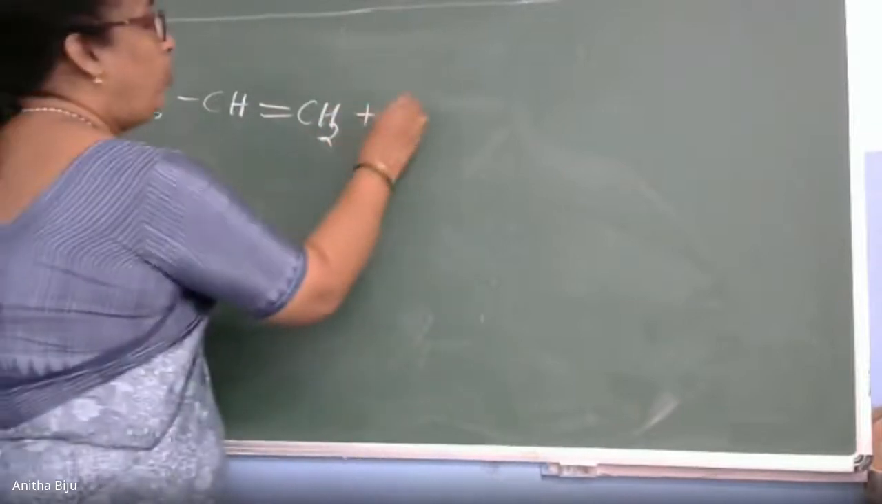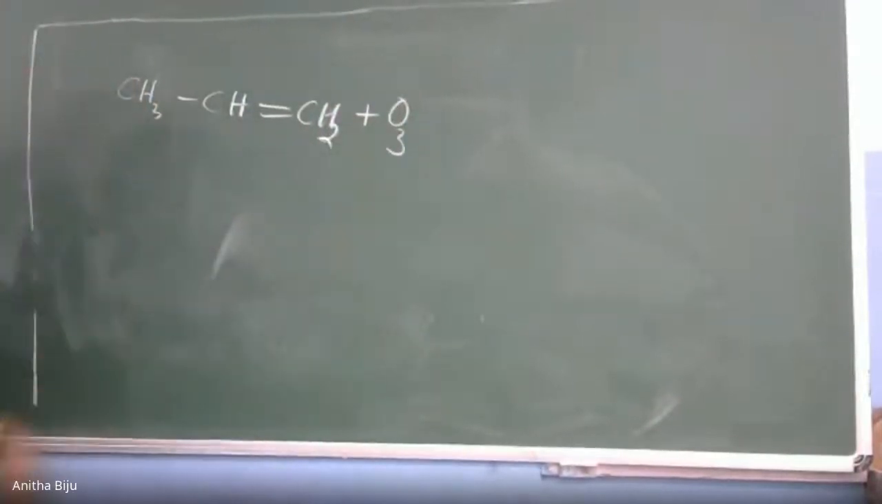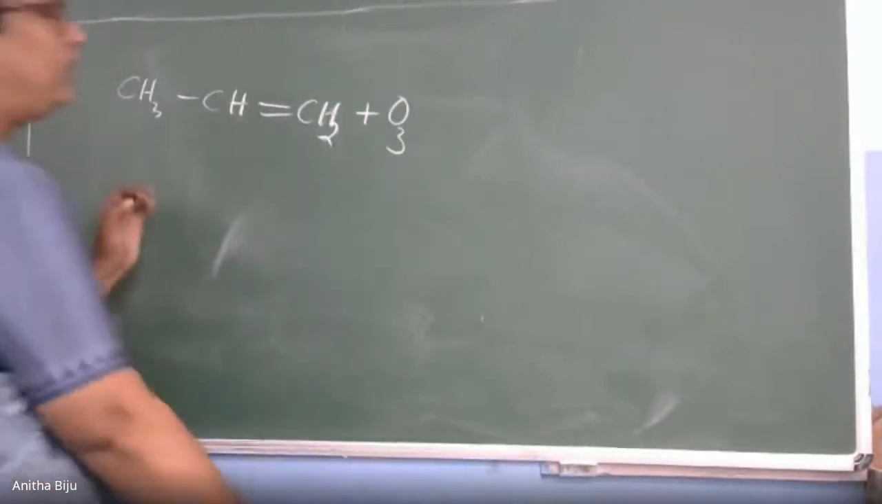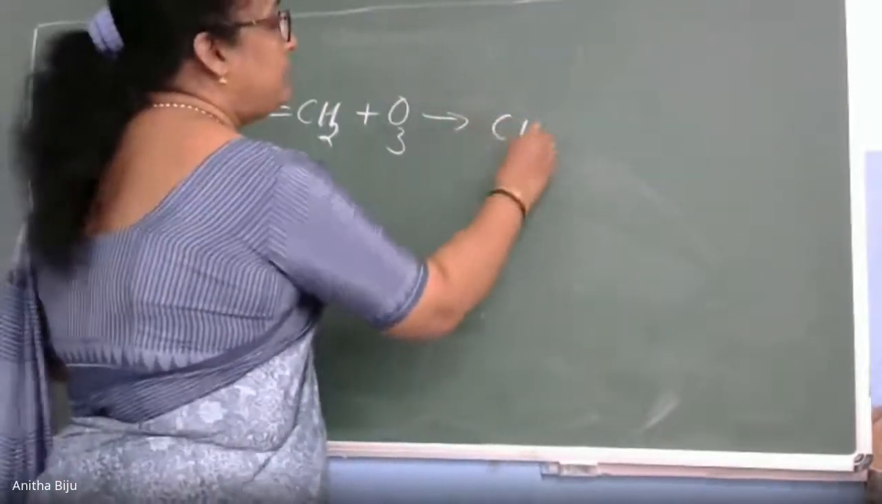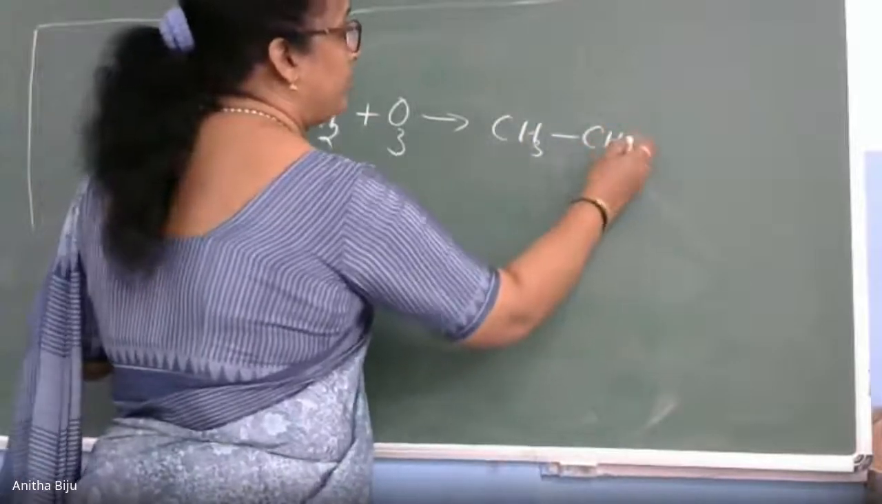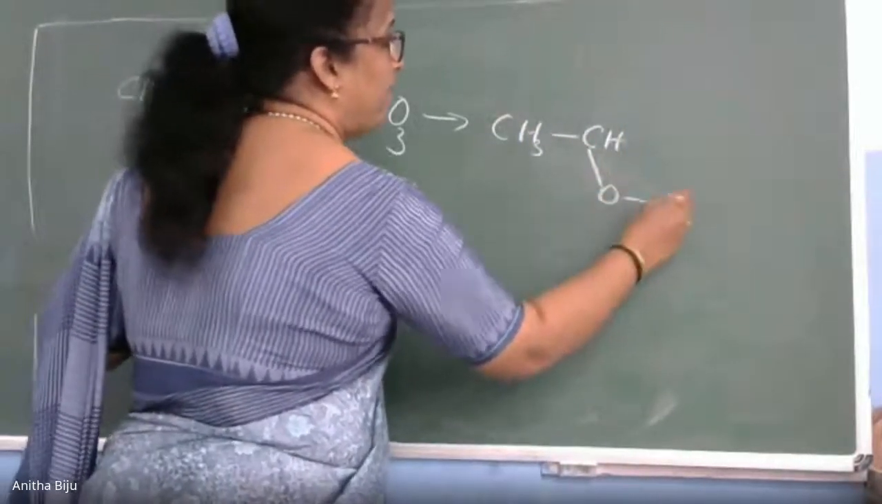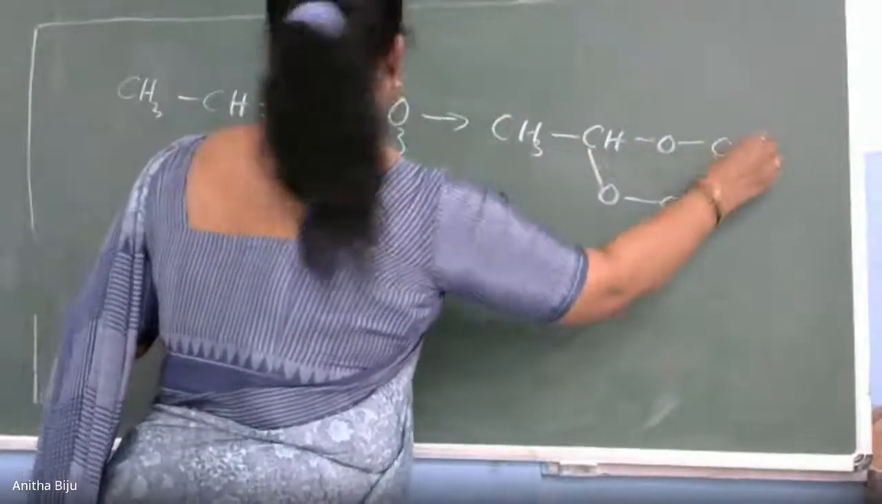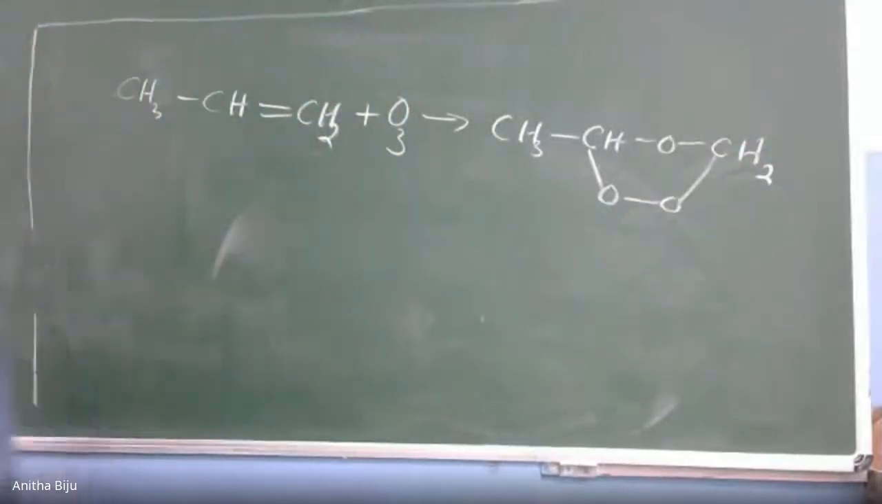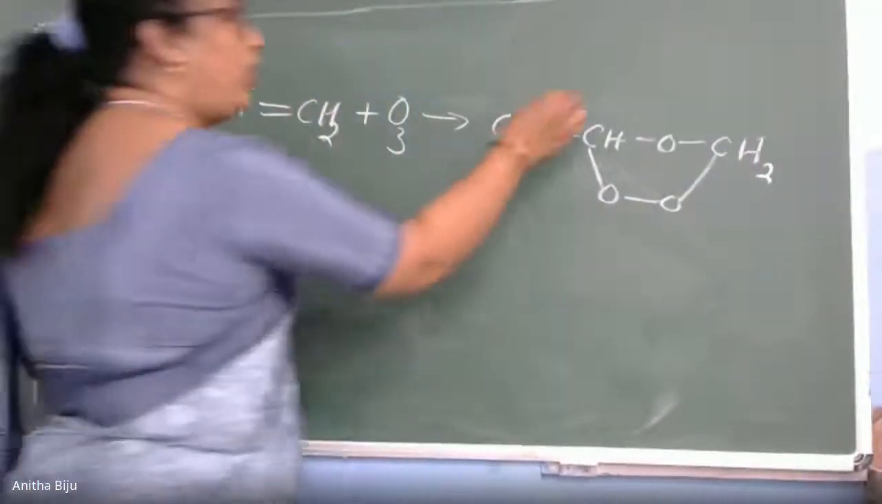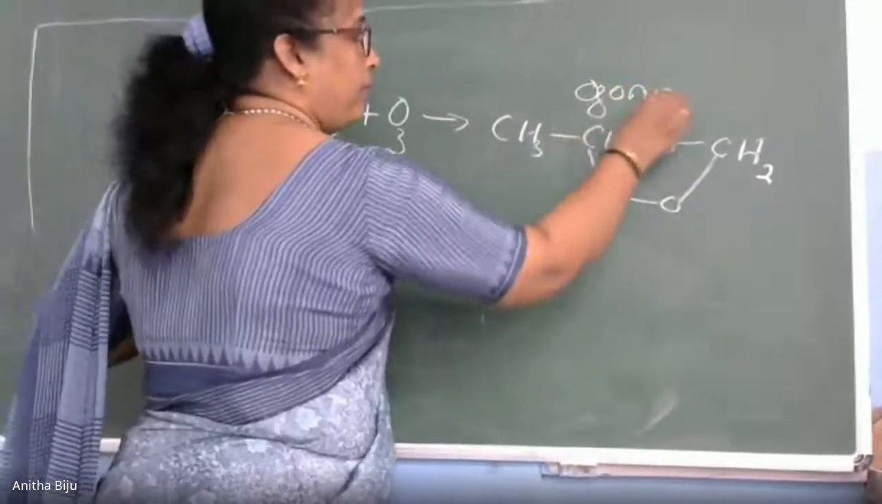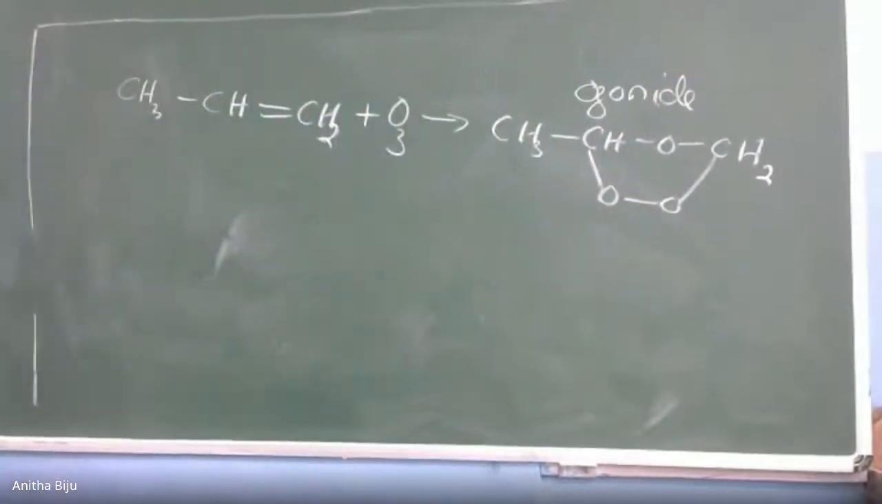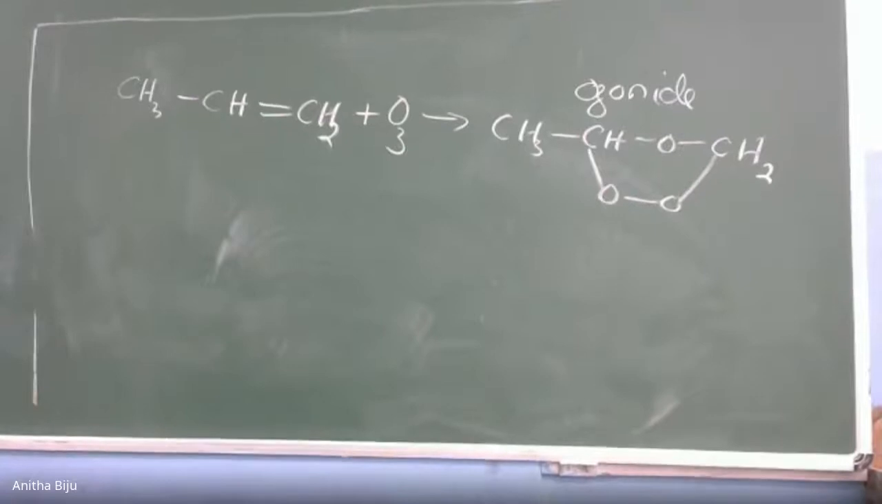Propene when treated with ozone, O3, addition of ozone takes place. CH3, CH, CH2. This is the product obtained. Understood? This product is called ozonide. What do you mean by ozonide? Addition product of ozone with an alkene is called ozonide.